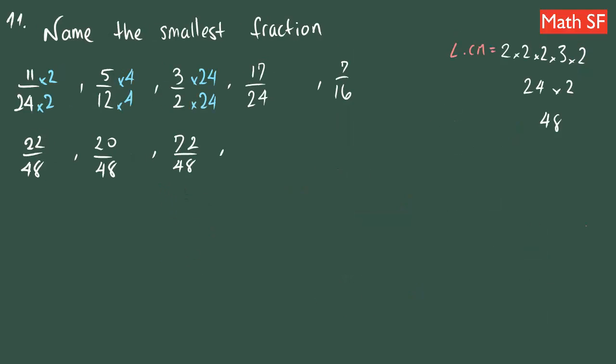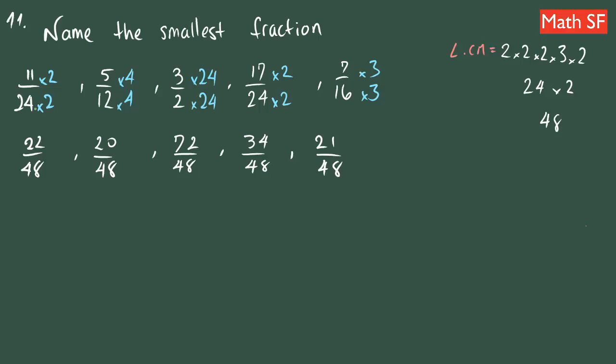So 17 over 24, I have to convert that into another fraction with 48. So that will be times 2, top and bottom. So what will 17 times 2 be? I think that's 34. So that will be 34 over 48. 16 times what will give you 48? Times 3, top and bottom. So 7 times 3 is 21 over 48. Now I can compare each fraction.